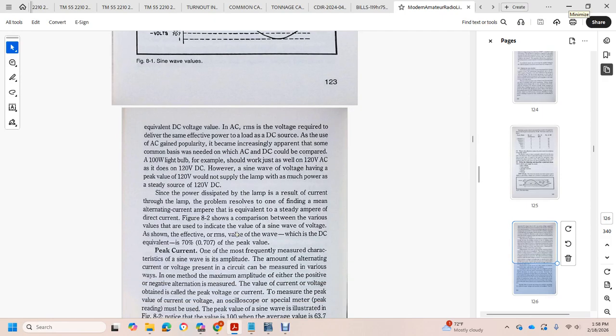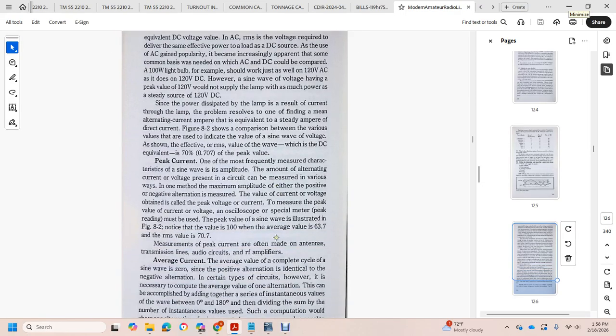Since the power dissipated in the lamp is determined by the current through the lamp, the problem is resolved by finding the mean, so that one ampere of alternating current is equivalent to one steady ampere of direct current. To show the comparison between the various values that indicate the value of a sine wave of voltage, the effect of the root mean square value of the wave is the DC equivalent, 70% of the peak value.